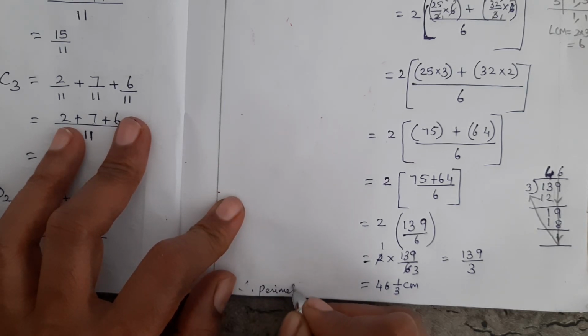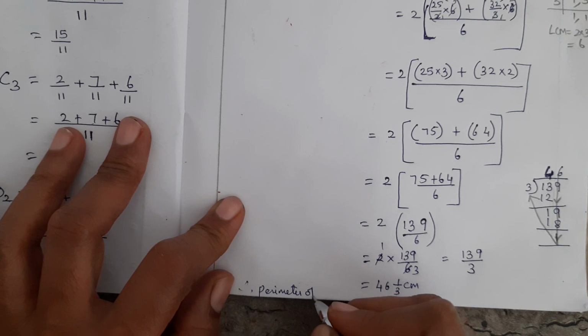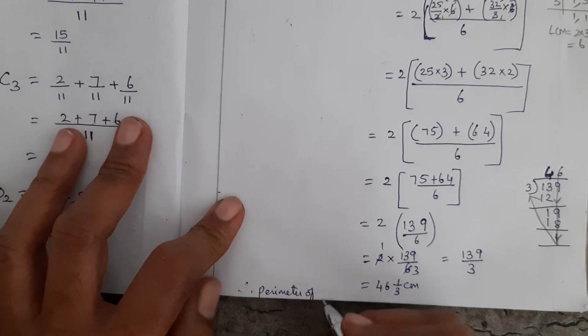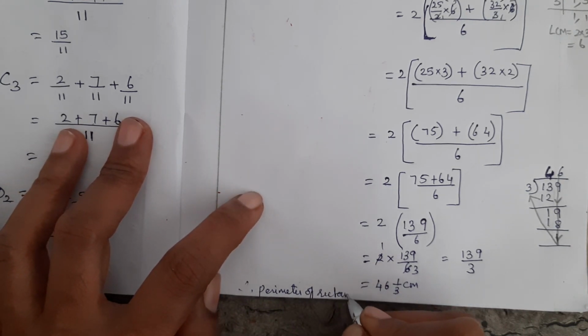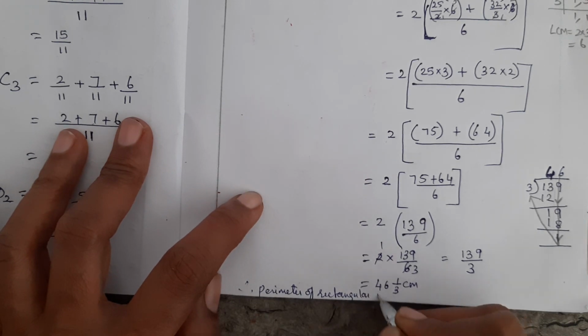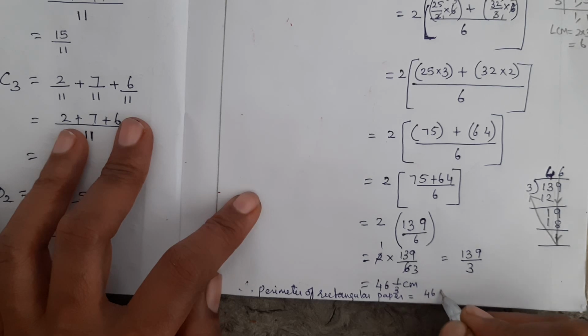Therefore, the perimeter of the rectangular paper is equal to 46 1/3 centimeter.